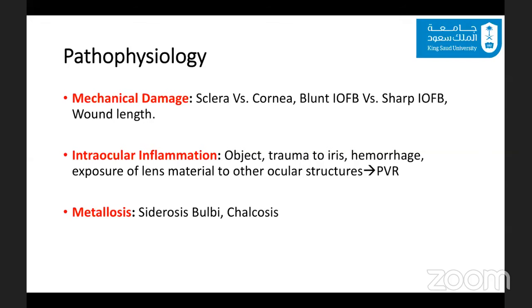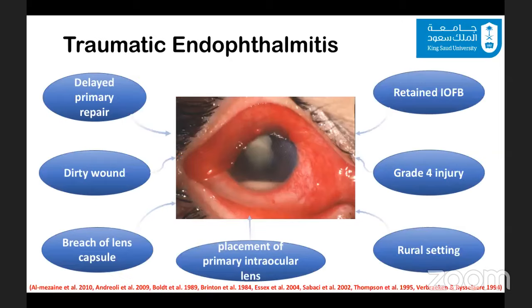Intraocular inflammation is another problem with intraocular foreign bodies. Whether the object is metallic or vegetative material differs in the amount of inflammation that you will have. Trauma to the iris will also cause some inflammation. In addition, exposure of lens material when the lens is injured will end up with phacoanaphylaxis and sometimes PVR if neglected. Of course, part of the intraocular inflammation is traumatic endophthalmitis.